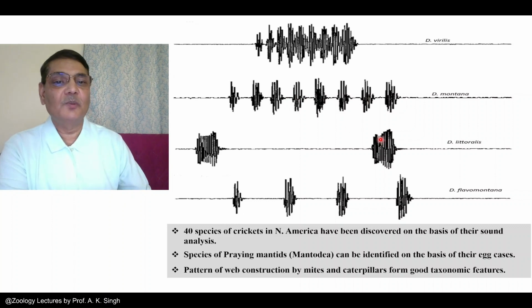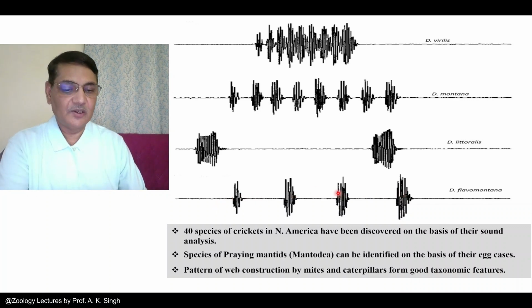And this is being shown that species-wise variations are there. In case of D. littoralis, here the pattern of vibration of wings is different. Likewise, in case of Drosophila flavomontana, this pattern is totally different. So on the basis of, if you could record the courtship pattern, then you can identify the species.